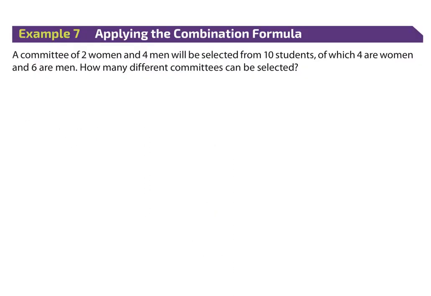A committee of 2 women and 4 men will be selected from 10 students, of which 4 are women and 6 are men. How many different committees can be selected? So first of all, we have to figure out how many women are going to be selected and then how many men are going to be selected. And then we're going to apply the fundamental counting principle for those 2 options. So we have an option for women and we have an option for men.